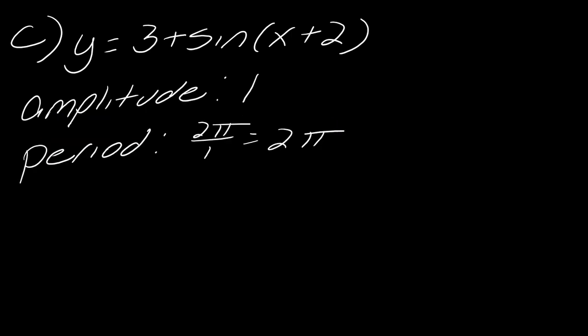Okay, so in this case, amplitude and period, I feel like we should know that. So my amplitude, there's no number in front of the sine, amplitude's 1. And then for the period, there's no number attached to the x, so the period is 2 pi. So okay, we're all good on that.